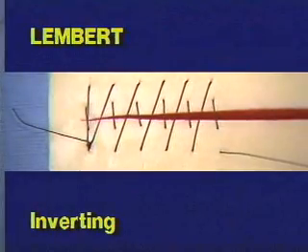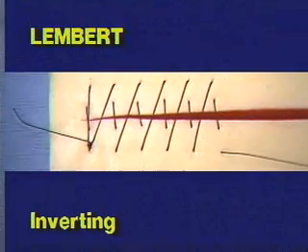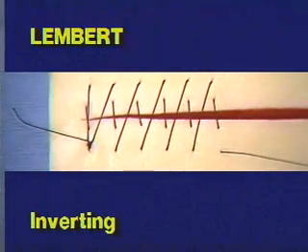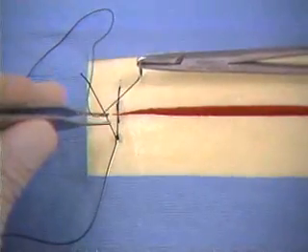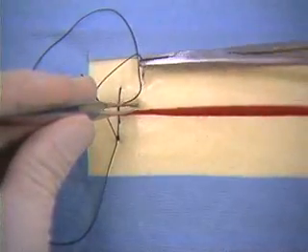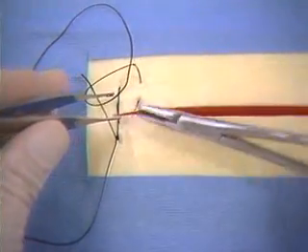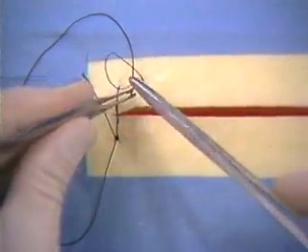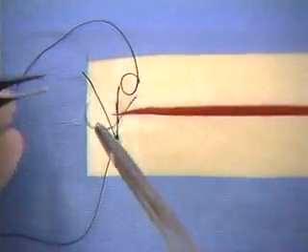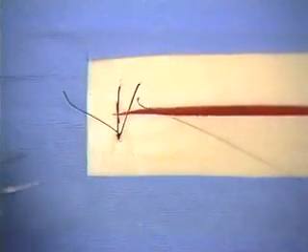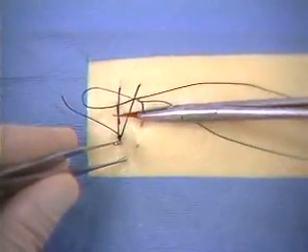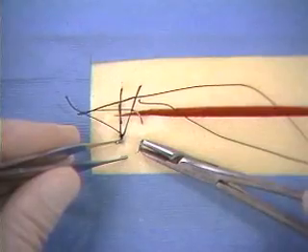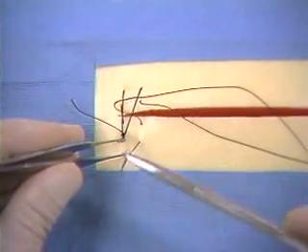The sixth pattern to be demonstrated is the Lambert pattern. This is an inverting suture pattern. The Lambert is made by directing the needle perpendicular to the incision from the outside of the lumen of a hollow viscus, passing through the serosa and muscularis only, and returning through the serosa on the same side of the incision.